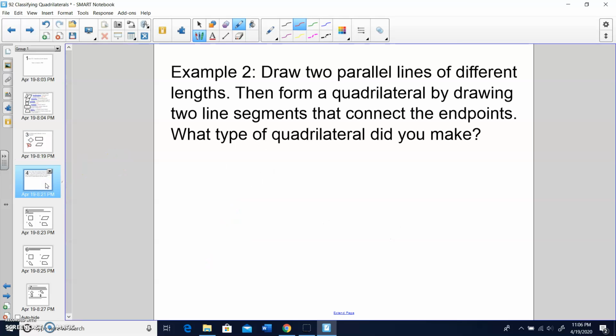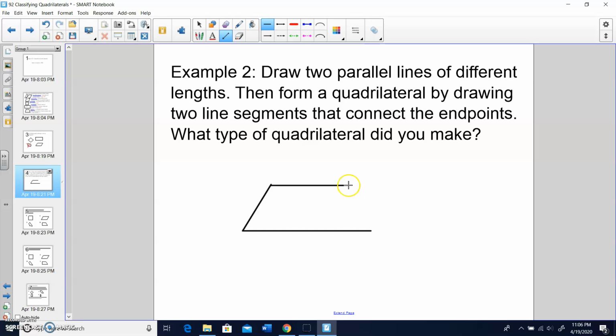Moving on to example 2. Draw two parallel lines of different lengths, then form a quadrilateral by drawing two line segments that connect the endpoints. So I will draw a shorter line parallel to a longer line, and then I will connect the ends of those lines so that I can form a quadrilateral. I'll try my best anyways.